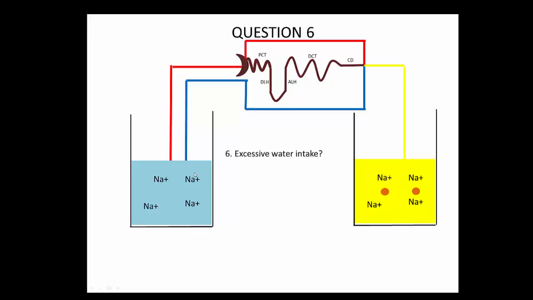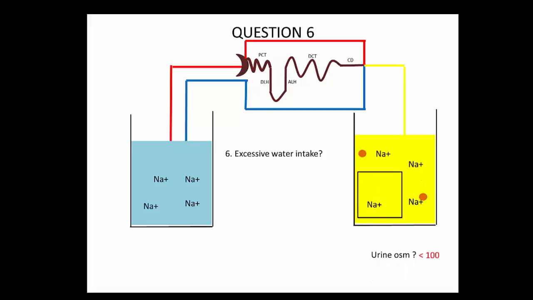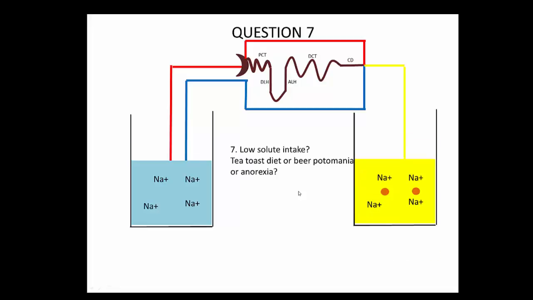So what about excessive water intake? Well, the water has to go somewhere, so the kidney correctly excretes it, and therefore this will cause a low urine osmolarity because we have more water compared to our solute. What if we had someone who had a low solute intake? Then we would have less solute, and therefore we would measure a lower urine osmolarity.